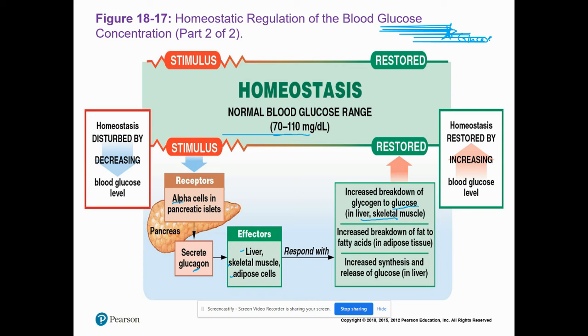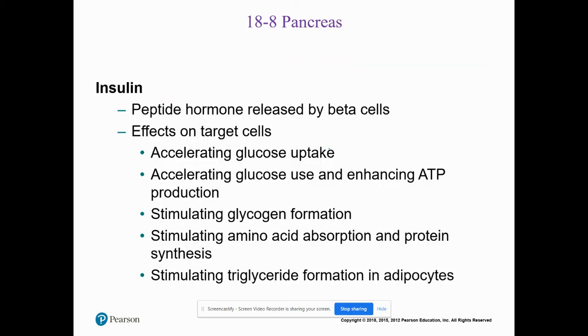It can only be run by glucose. Okay, and then you have an increased breakdown of fat into fatty acids. So we're going basically the other direction than we just went. And then we increase the release of glucose in the liver specifically. Once we've done all this, we've increased our blood glucose levels back to where they should be, and homeostasis has been restored.